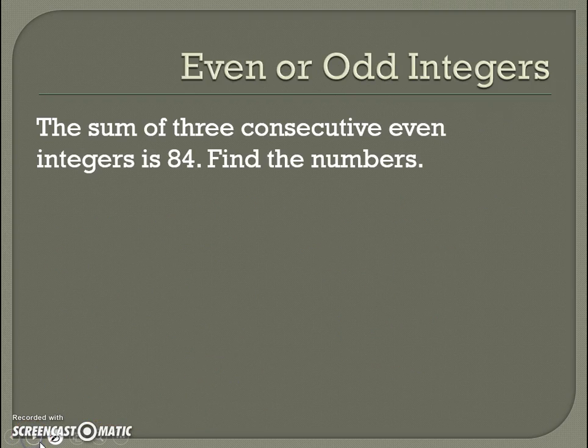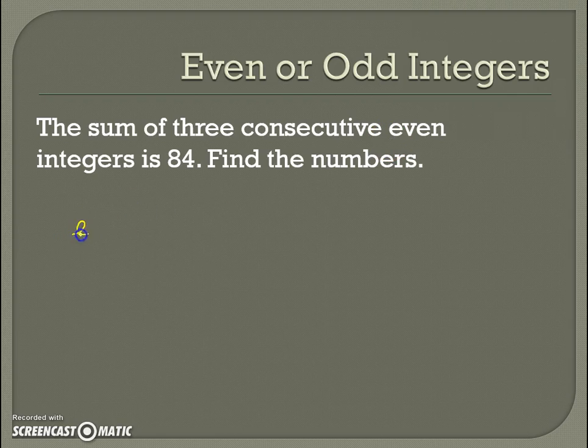So here's one for you to try. Go ahead and take a moment and try to find that one. Oh, wait. This isn't a try. This is the even or odd stuff. The sum of 3 consecutive even integers is 84. Find the numbers.